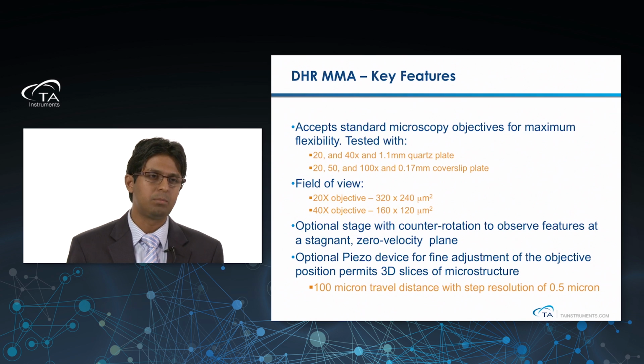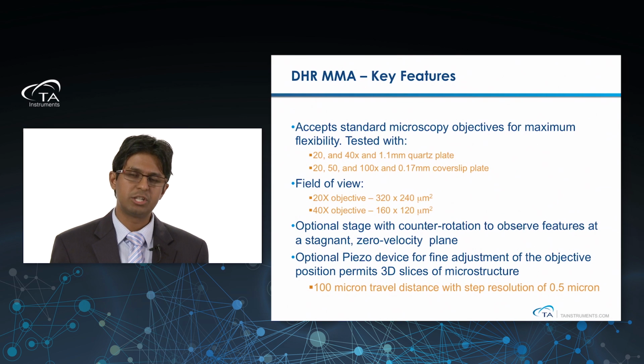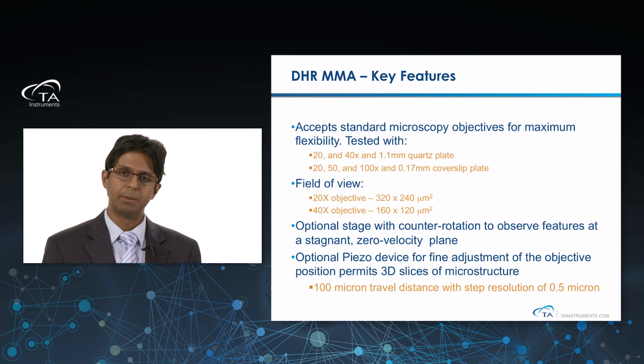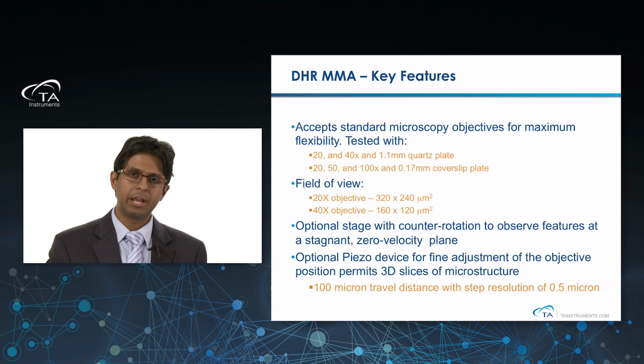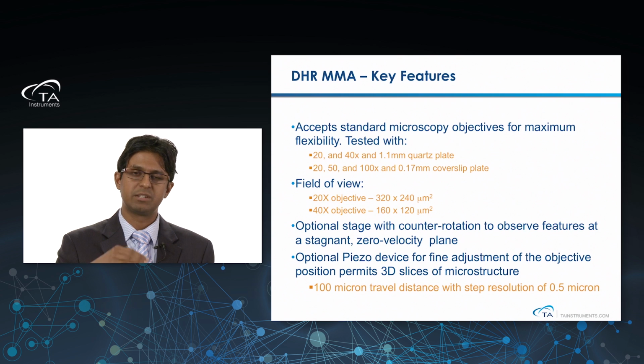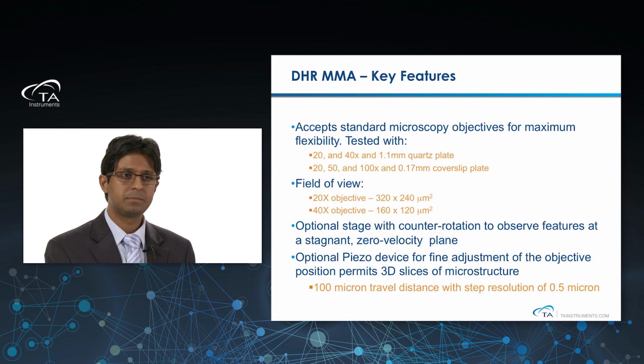The accessory can be coupled with an optional stage for counter rotation to observe features that are stagnant at the zero velocity plane, and I'll show some examples of this later on. And we also have the option to use a piezo device for fine adjustment of the objective during the test. So this allows us to take 3D slices of the microstructure by systematically stepping the objective with 0.1 micron or 0.5 micron resolution or better, up to a distance of over 100 microns.